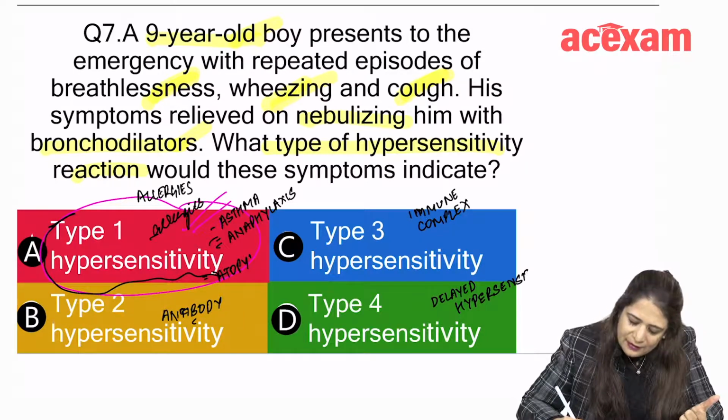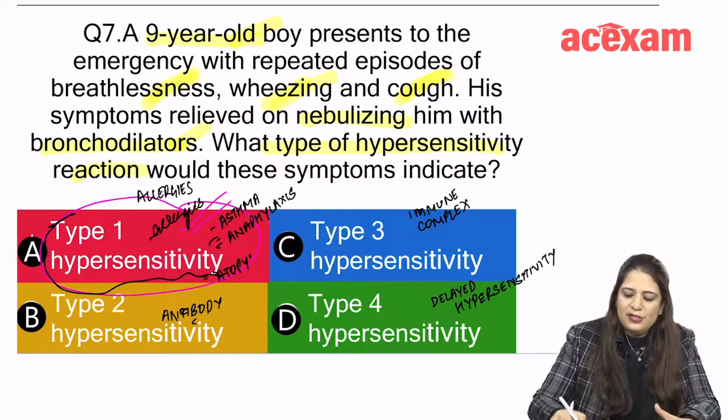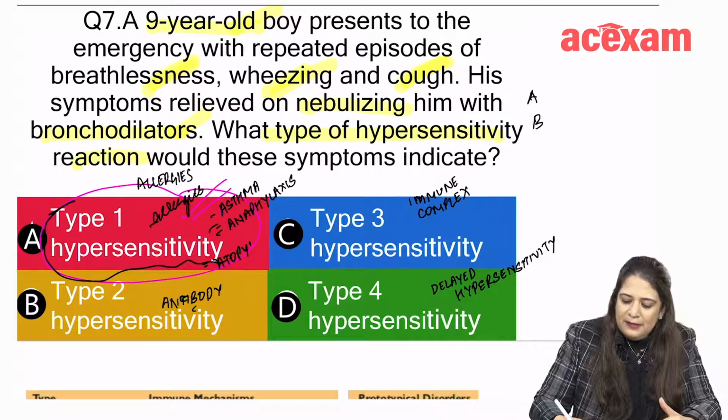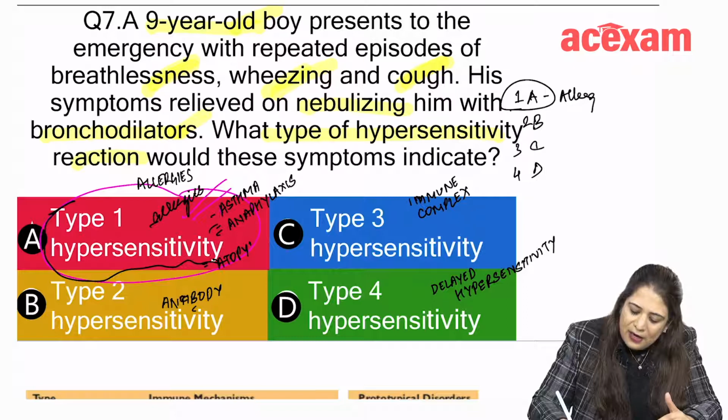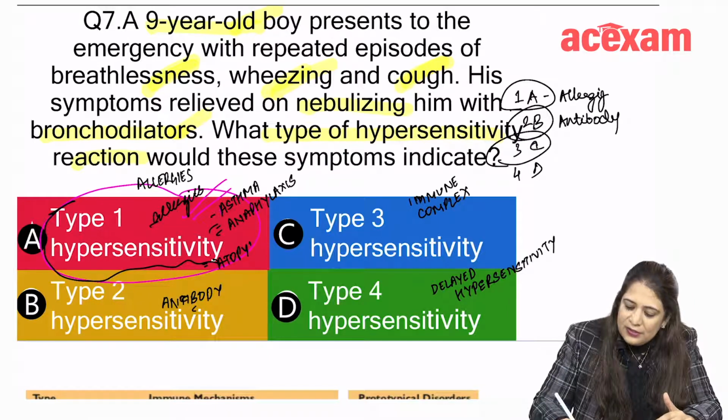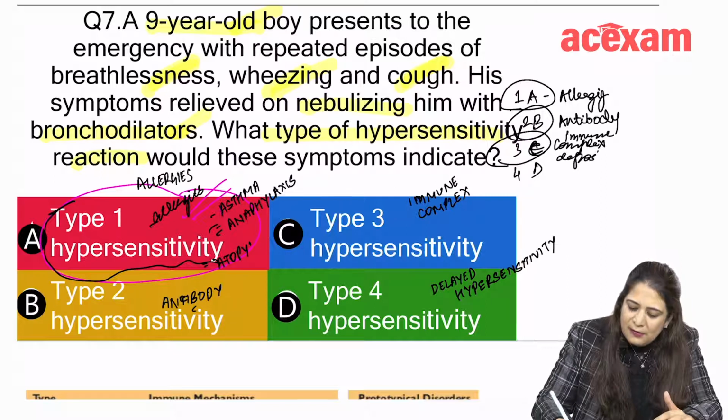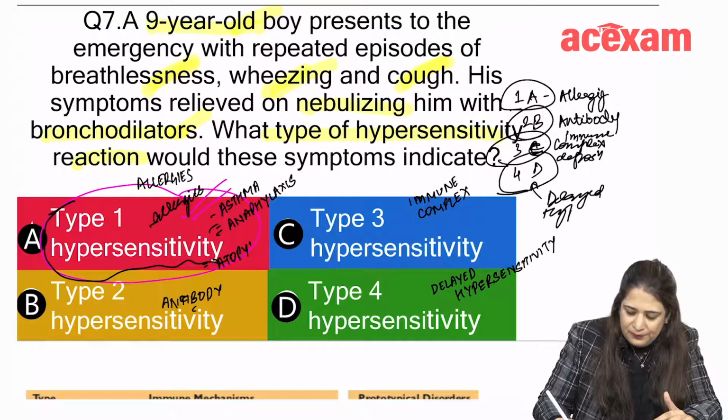Because there is also another simple way to remember this, which is A, B, C, D. A is 1, B is 2, C is 3 and D is 4. So type 1 hypersensitivity is associated with allergies. Type 2 is associated with antibody deposition. Type 3, which is C, is associated with complex depositions, that is, immune complex depositions. And 4 is D, that is, delayed hypersensitivity reaction.